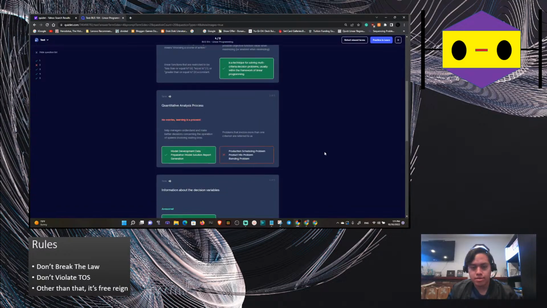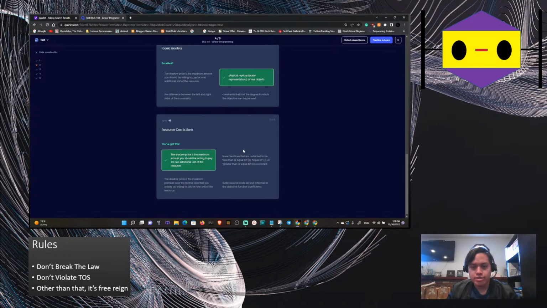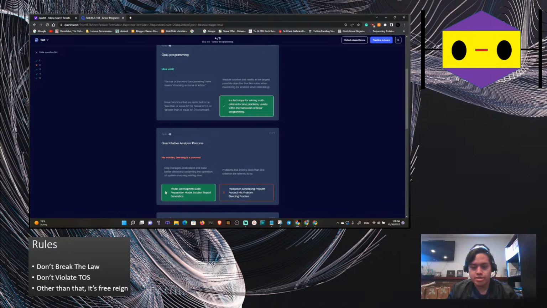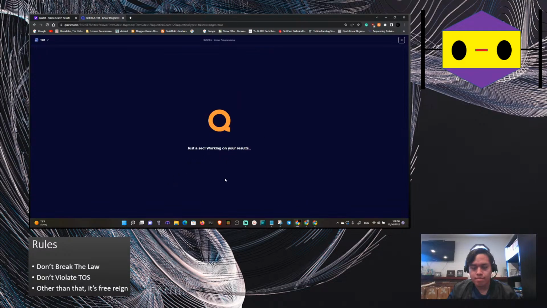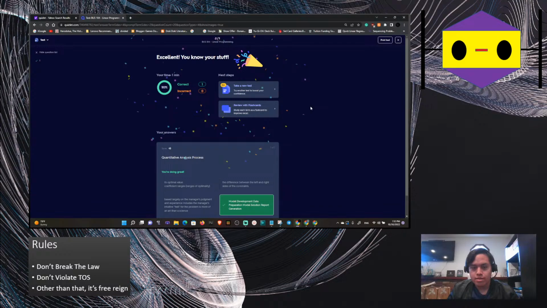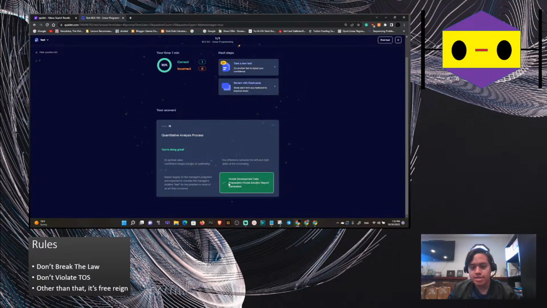You got one wrong actually. It's a production scheduling problem. It's actually model development, data. We got 4 out of 5. What's the one that we got wrong? This one, quantitative analysis process, is model development, data preparation, model solution, report generation. Oh, model development. Cool.